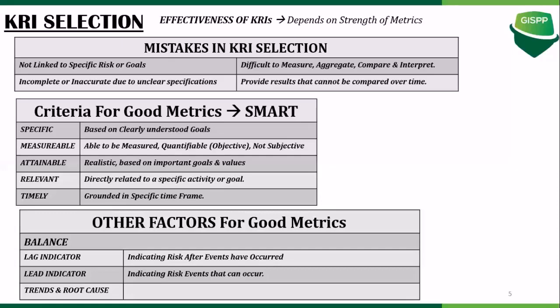The other factor that is important for your metrics is that you need to establish a balance. Your risk indicators should be balanced, and how can they be balanced? You need to have some lag indicators, and some of them need to be lead indicators. Lag indicators would indicate the risk after the events have occurred. If an event has already occurred and you want to understand the lessons learned out of it, you can go back and drill down and identify what were the root causes, and if we can have some preventive mechanisms in place to prevent this kind of risk from materializing again.